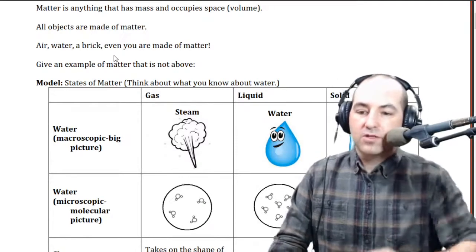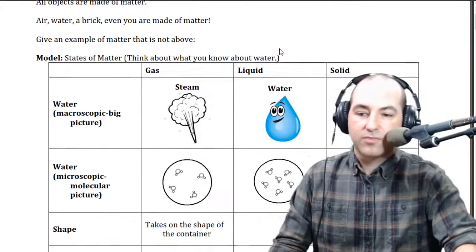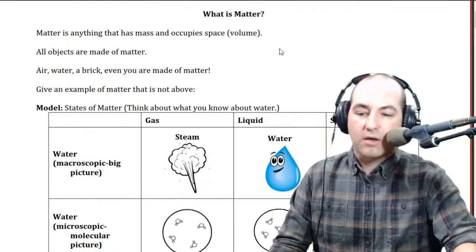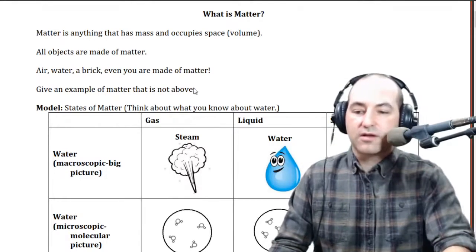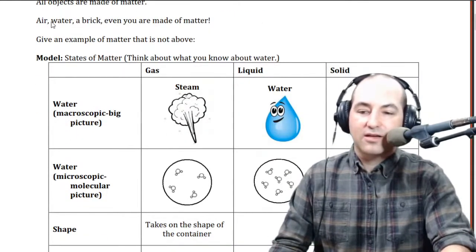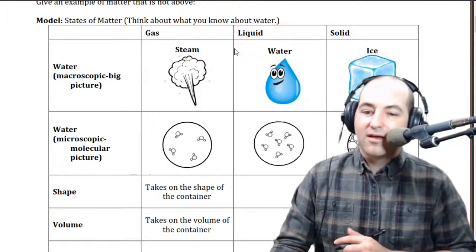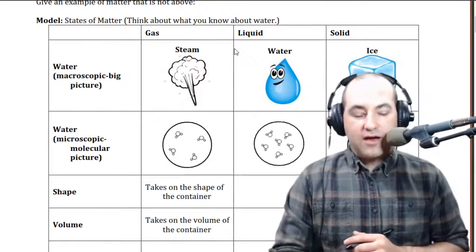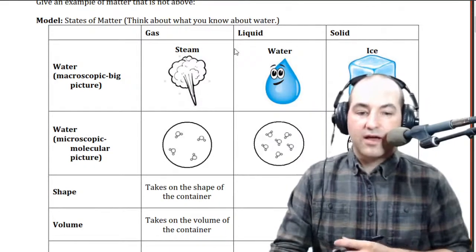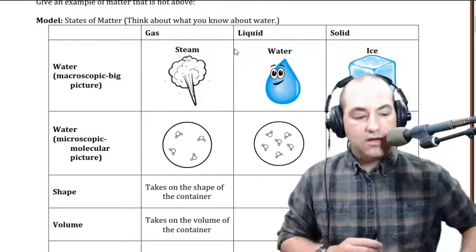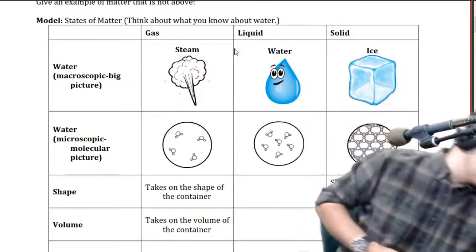All right, so matter is anything that has mass and occupies space. So objects we think of as made of matter, right? I'm sure you can find an example of something that is not air, water, a brick, or you. There's a lot of other things around. We often have some issues categorizing matter because there are different ways to classify it depending on how you see it and what's happening with it, how it's being used.